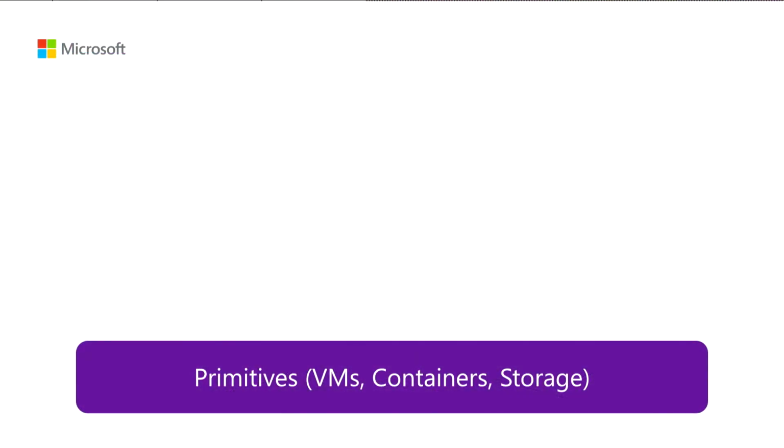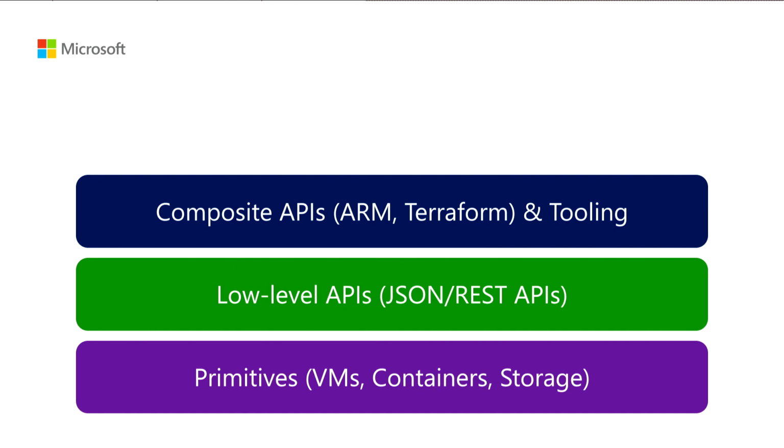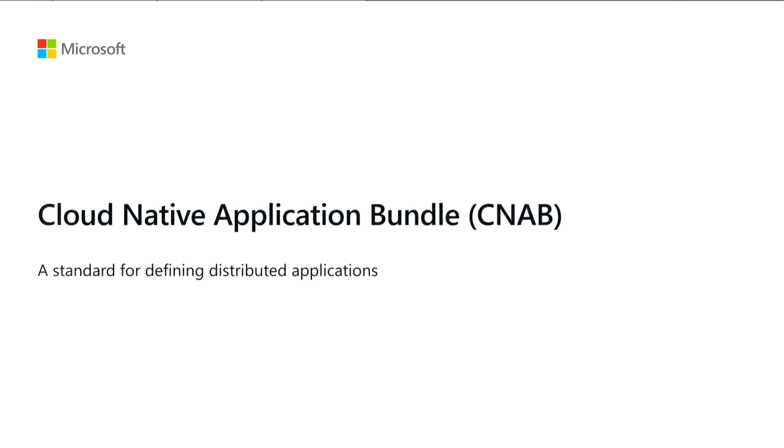And whether you're in the cloud or on-premise or both, we're using primitives like containers, virtual machines, and storage to make our applications work. Low-level APIs help us actually provision these components. And then we use a lot of different tools to help stitch these components together. You yourself might be using things like ARM templates, Terraform, and Ansible, or any number of other tools to help put all of the pieces of your application together.